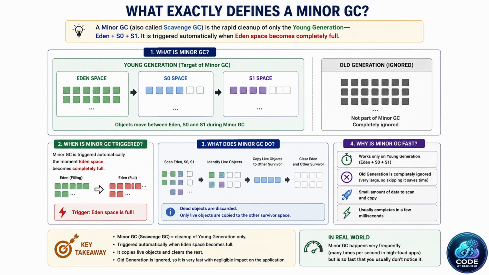So, what exactly defines a minor GC? Also known as scavenge GC. A minor GC is the rapid cleanup of only the young generation, which includes Eden and the two survivor spaces. It is triggered automatically the moment the Eden space becomes completely full. Because it completely ignores the massive old generation, minor GC runs incredibly fast, usually finishing in just a few milliseconds with negligible impact on your application.